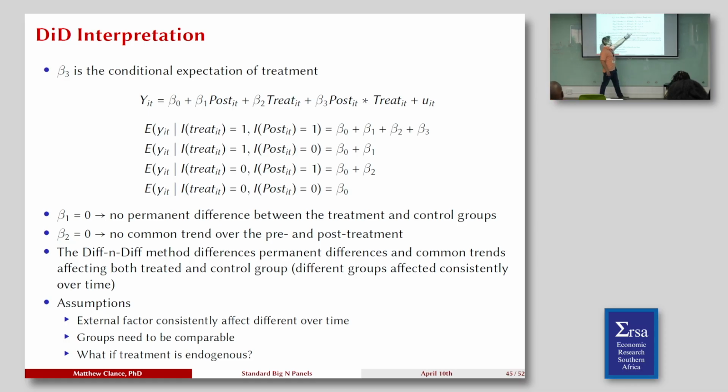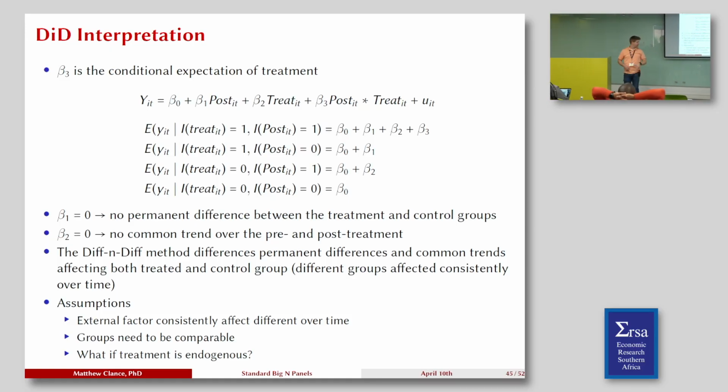Okay? That would be beta naught plus beta 1. Not treated, post, that would be beta naught plus beta 2. Not treated, not post, and that's beta naught. Okay? So we have all the effects that we can see here, right?